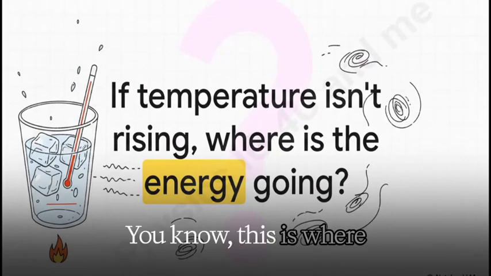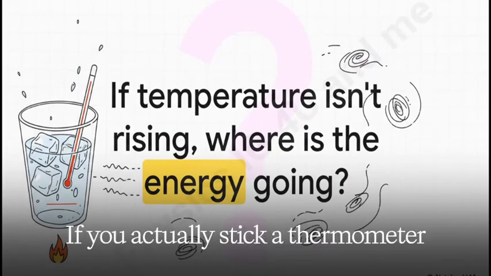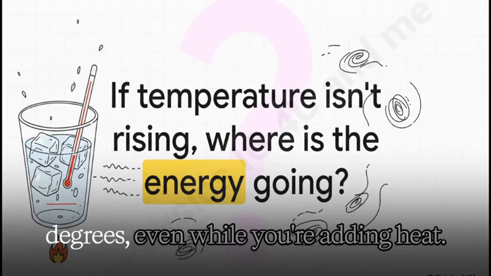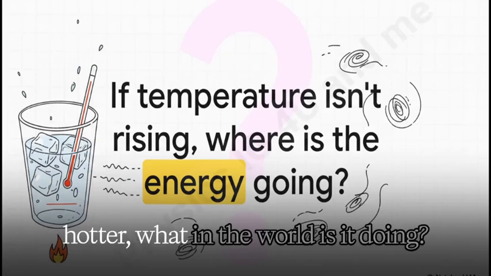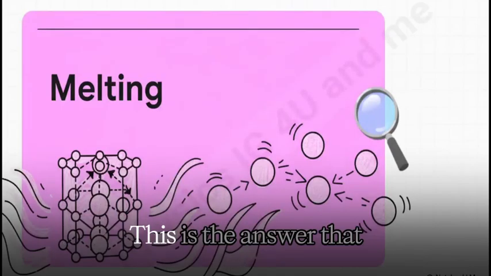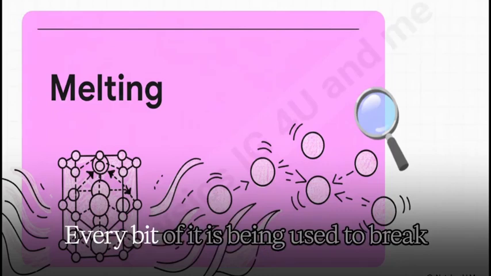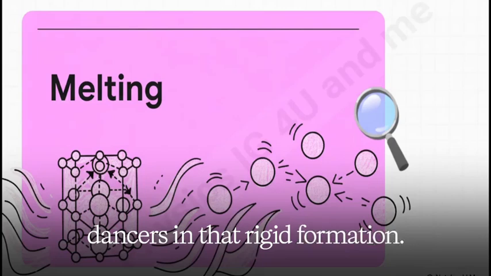You know, this is where things get really fascinating. If you actually stick a thermometer in a glass of melting ice, you'll see the temperature stays locked at 0 degrees even while you're adding heat. So if the energy isn't making it hotter, what in the world is it doing? And this is the answer. That energy is being put to work. Every bit of it is being used to break the bonds holding our little particle dancers in that rigid formation.